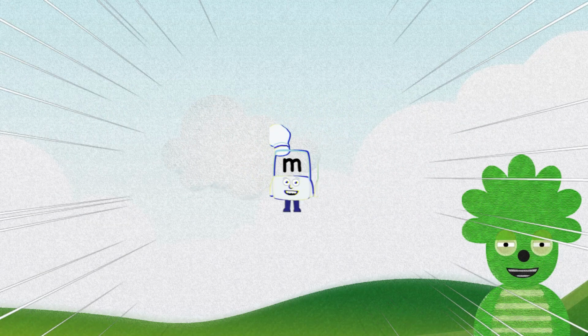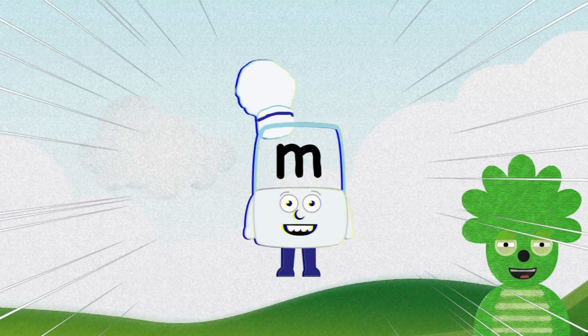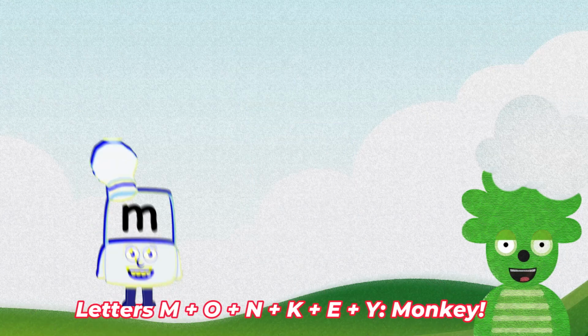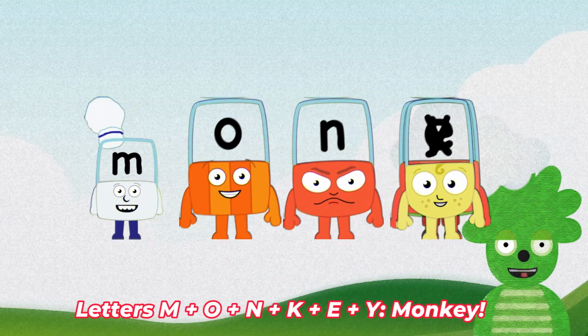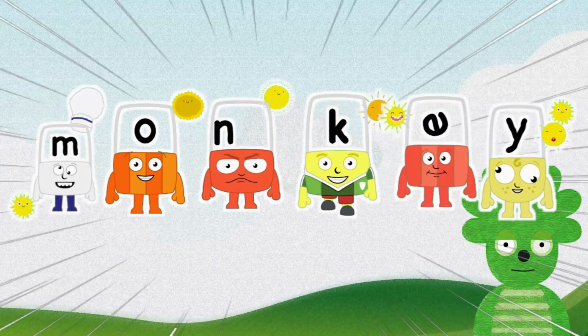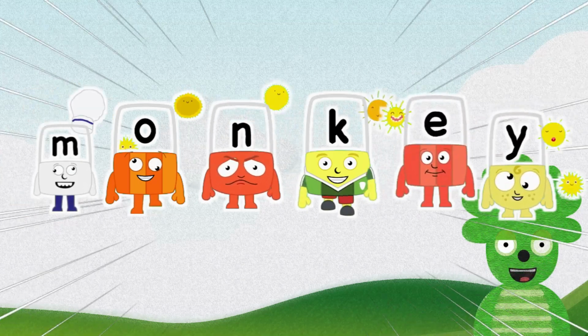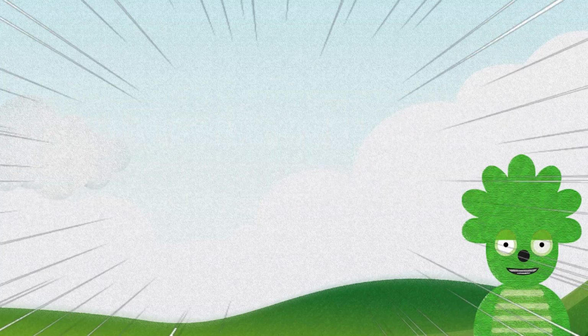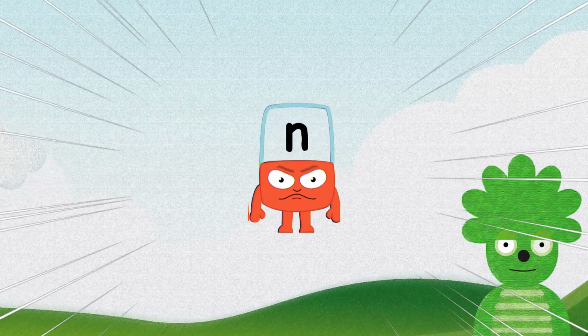Look, letter M is here. I make the sound M like in monkey. Let's find a word with M. Letters M plus O plus N plus K plus E plus Y, monkey. Perfect, M, O, N, K, E, and Y make monkey.